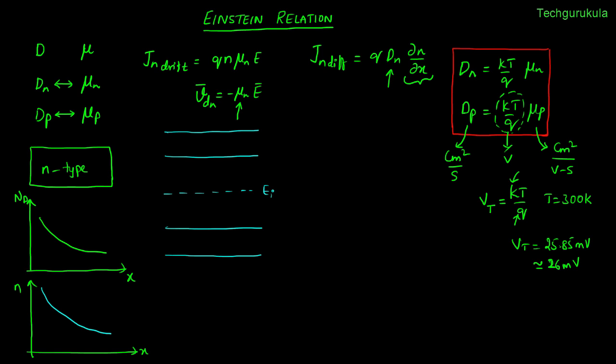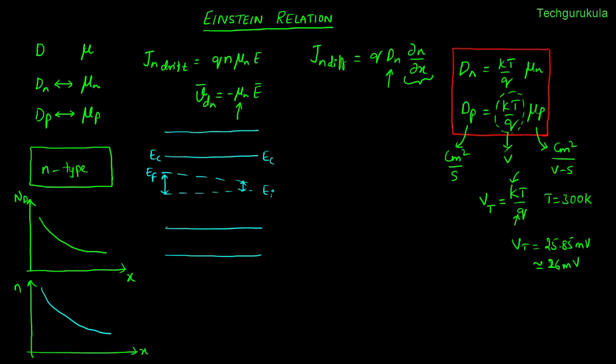To represent that, we know EF minus Ei basically represents the electron concentration. So it is higher on left side and lower on right side. So this is our Fermi energy level, where this is closer to EC at left side and far away from EC on right side. But still throughout it is n-type.